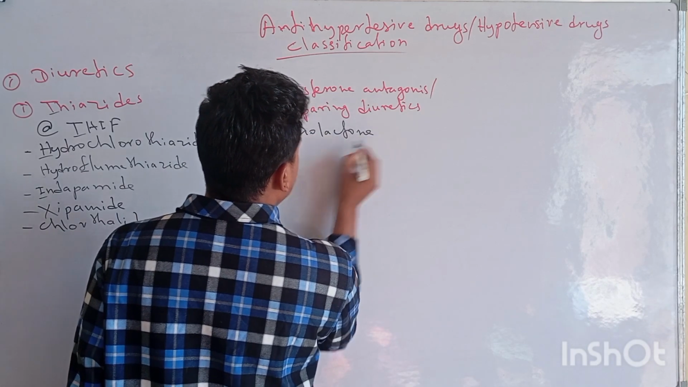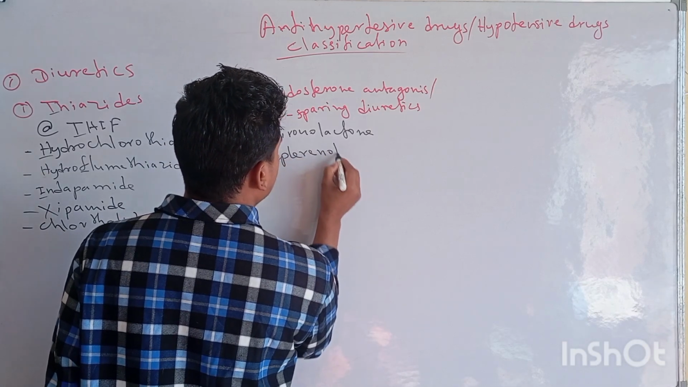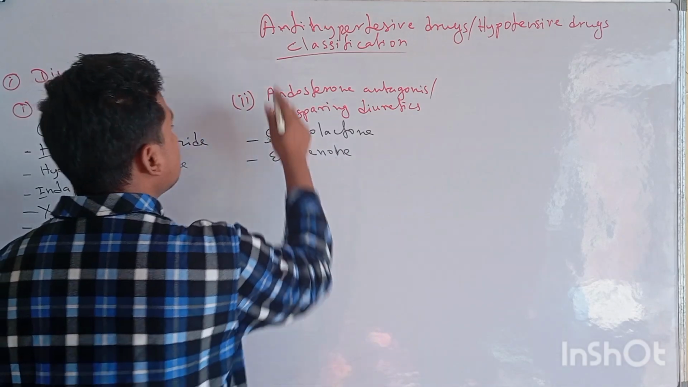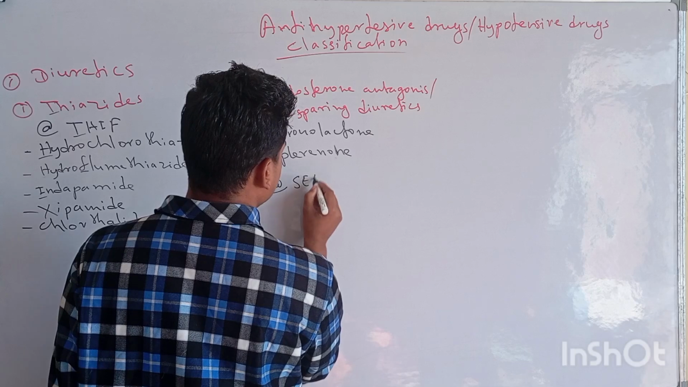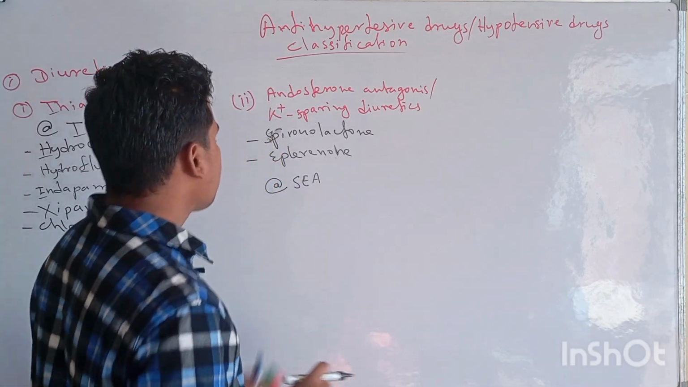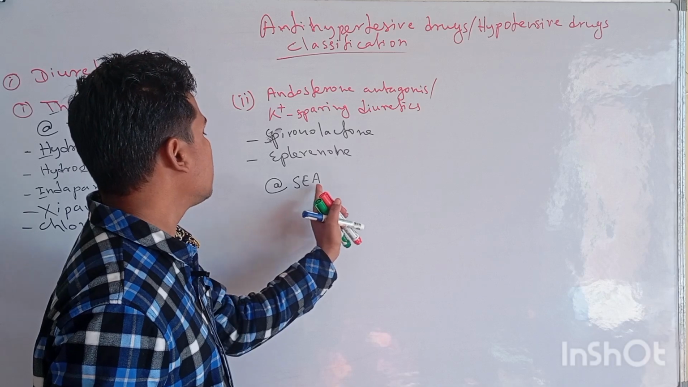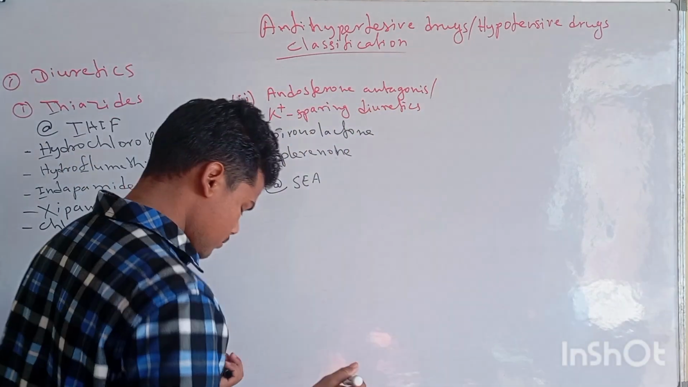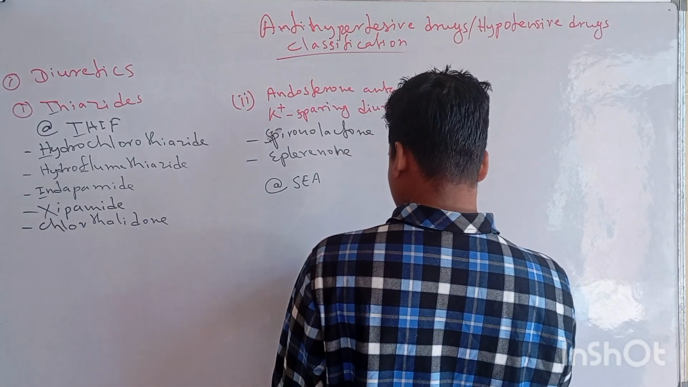Spironolactone, eplerenone. Remember it as SEA: S for spironolactone, E for eplerenone, and A for aldosterone antagonists.